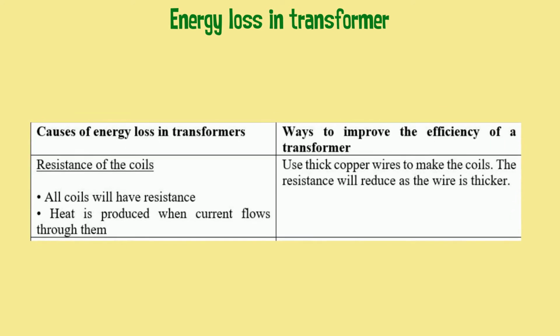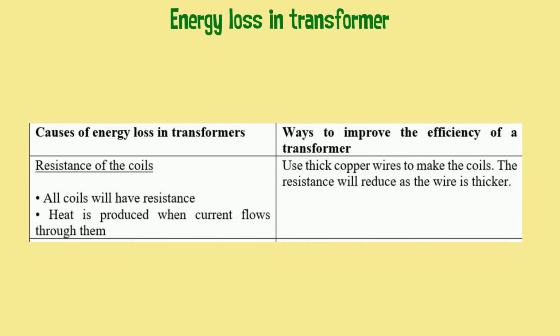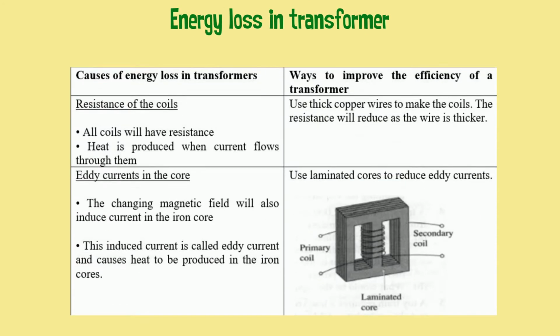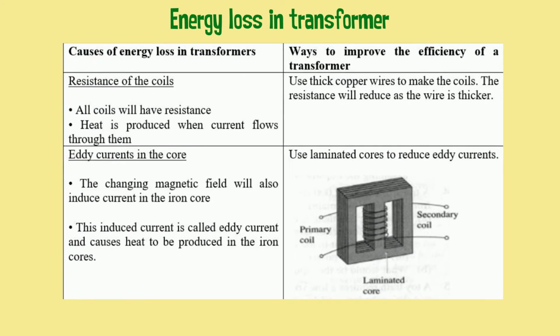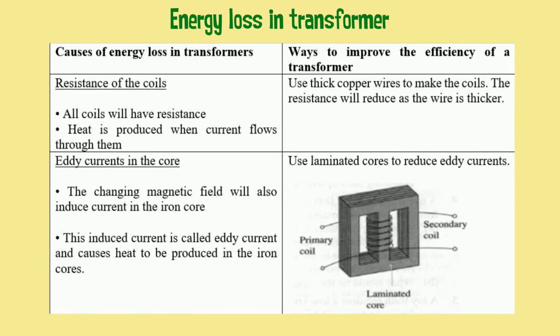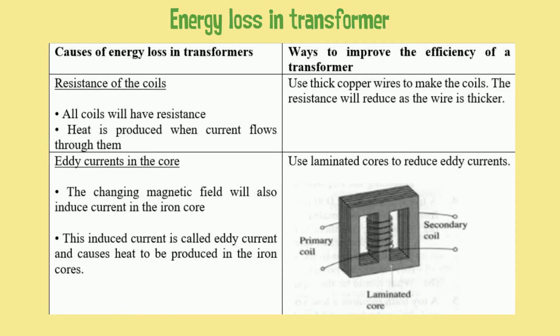This is because the resistance will reduce as the wire is thicker. Furthermore, the eddy current in an iron core can induce heat loss during the transmission. To reduce the eddy current, laminated cores can be used.